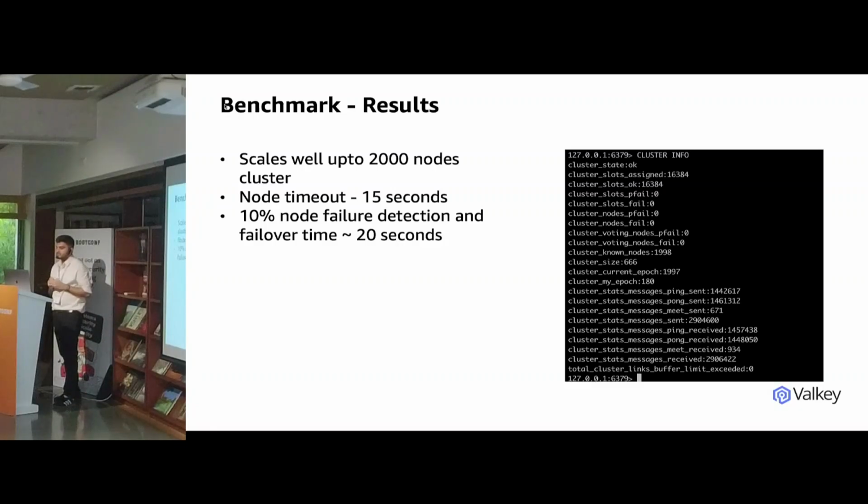So the setup is 1 primary and 2 replicas. There were 666 voting nodes, or 666 primaries. And this is a configuration which we recommend, that you have 1 primary and 2 replicas, so that in case applications are deployed across multiple AZs, you have a low latency to read from that particular AZ from Valkey nodes.